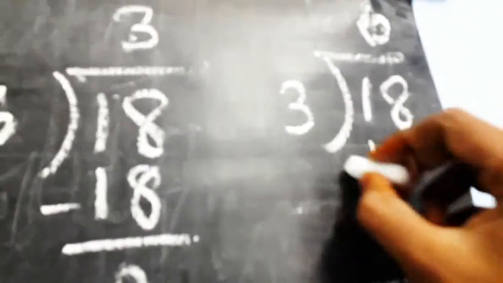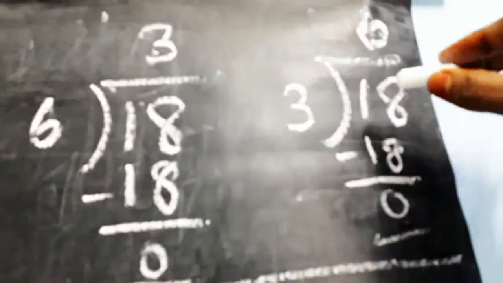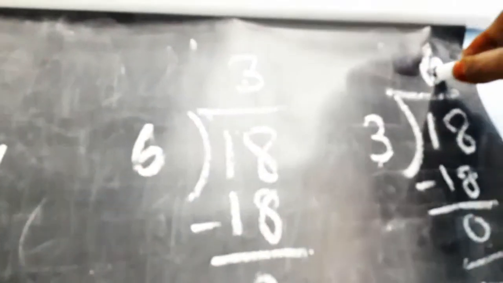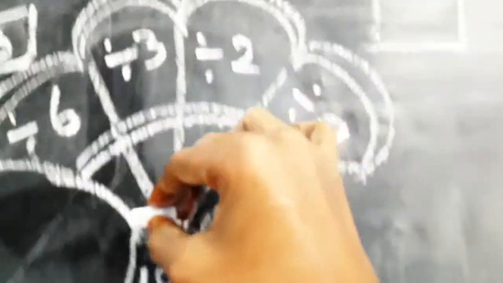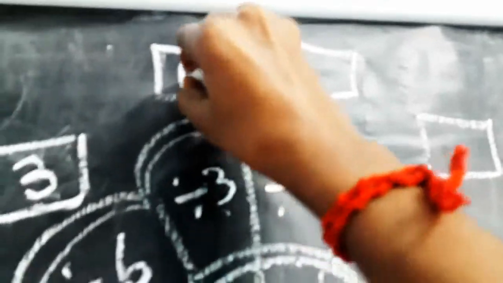Now we subtract from the dividend. 18 minus 18 is 0. Therefore 18 divided by 3 comes to the answer 6.